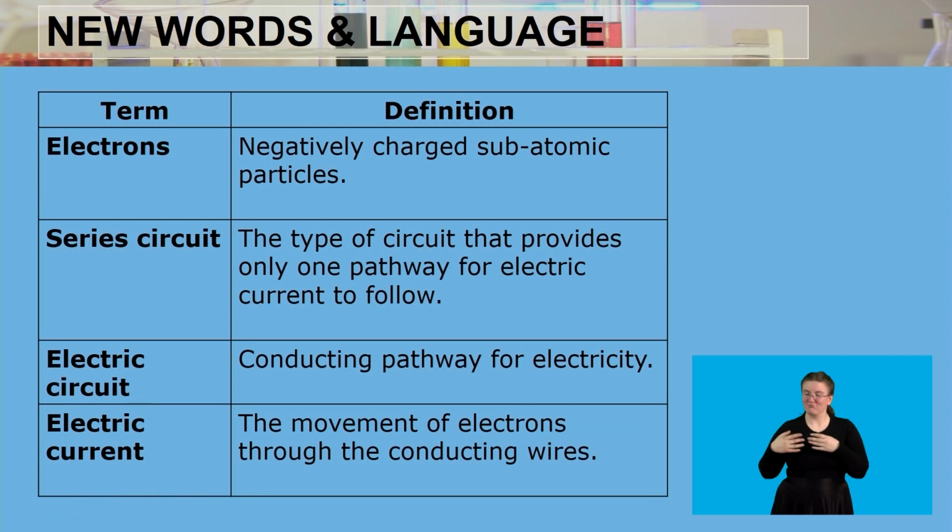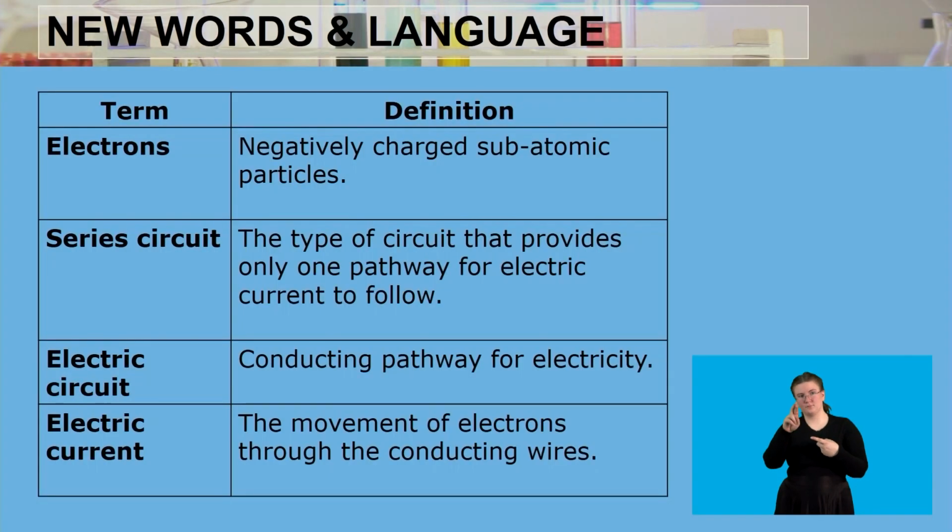So throughout this lesson, we're going to be using words that are going to better explain what you're going to be going through in the lesson, or what you're going to be talking about when we are looking at the series circuit. So we're going to be using words such as electrons, a series circuit, electric circuit, and electric current.